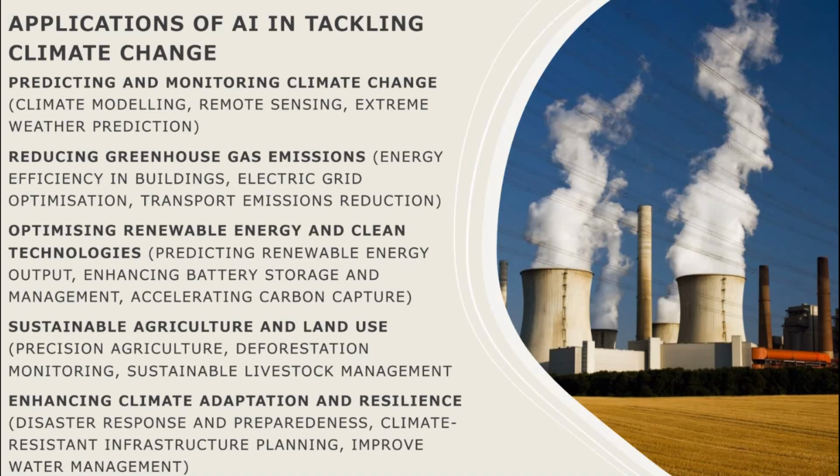Sustainable agriculture and land use, so they can actually monitor deforestation rates and they can reduce them. They can monitor livestock management. It can help farmers to actually make more efficient decisions and reduce the levels of methane, for example.